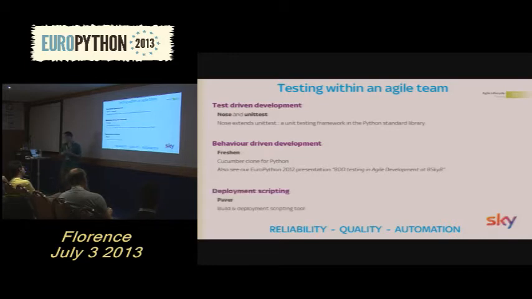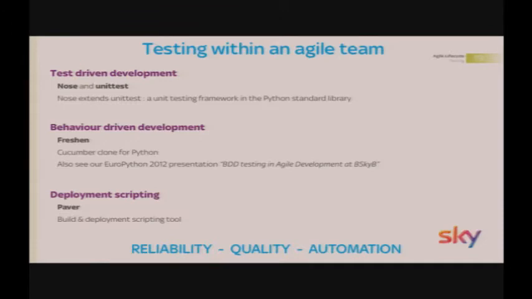We also use deployment scripting. For this, we use the Python package Paver. This is useful because every time a member of the team checks in to the code base, a suite of tests is run. This works as regression testing, so every time we release a new piece of code, we've got a whole test suite running, so we know we haven't broken any old code. This leads to reliability and quality in our software.